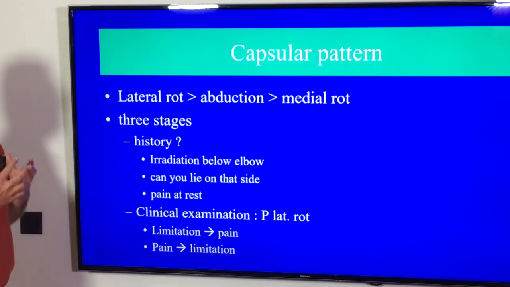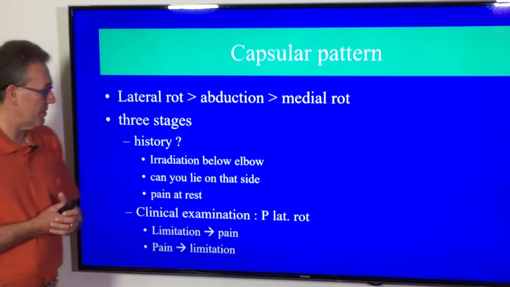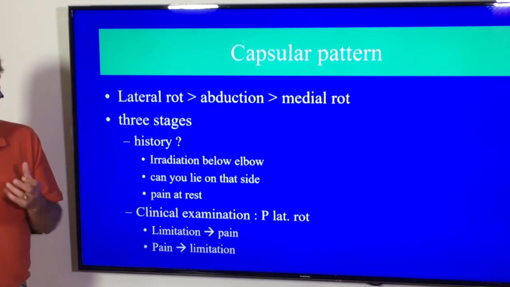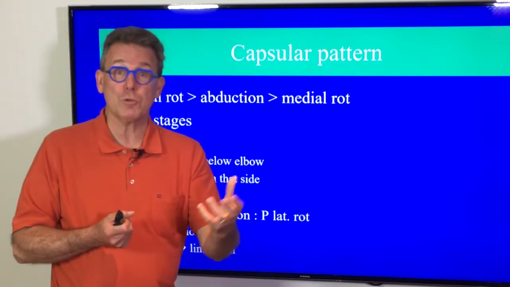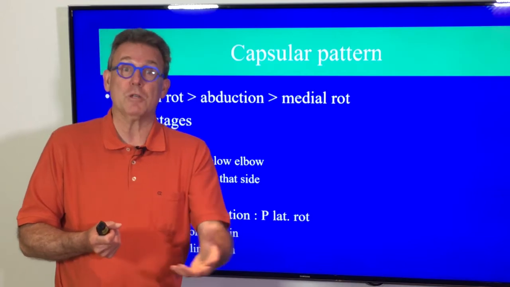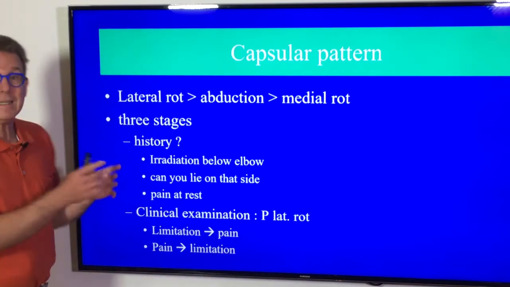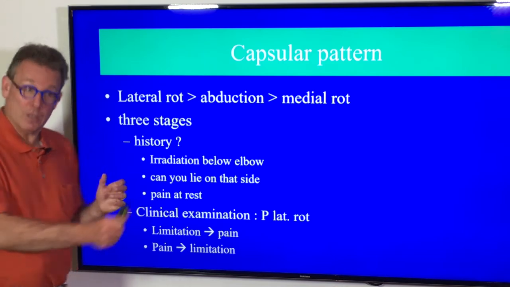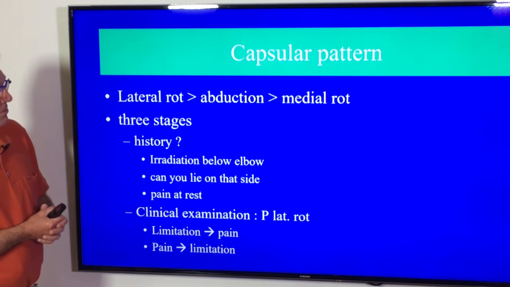So let's apply that to the shoulder. What is the capsular pattern in the shoulder? We have a limitation of movement in lateral rotation, more limited than abduction, more limited than medial rotation. It's about the relation of the limitation. Could be a small limitation, could be a medium limitation, could be a big limitation, but lateral rotation is more limited than abduction. Glenohumeral abduction, remember, where we blocked the scapula, and abduction is more limited than medial rotation. So that's a capsular pattern.